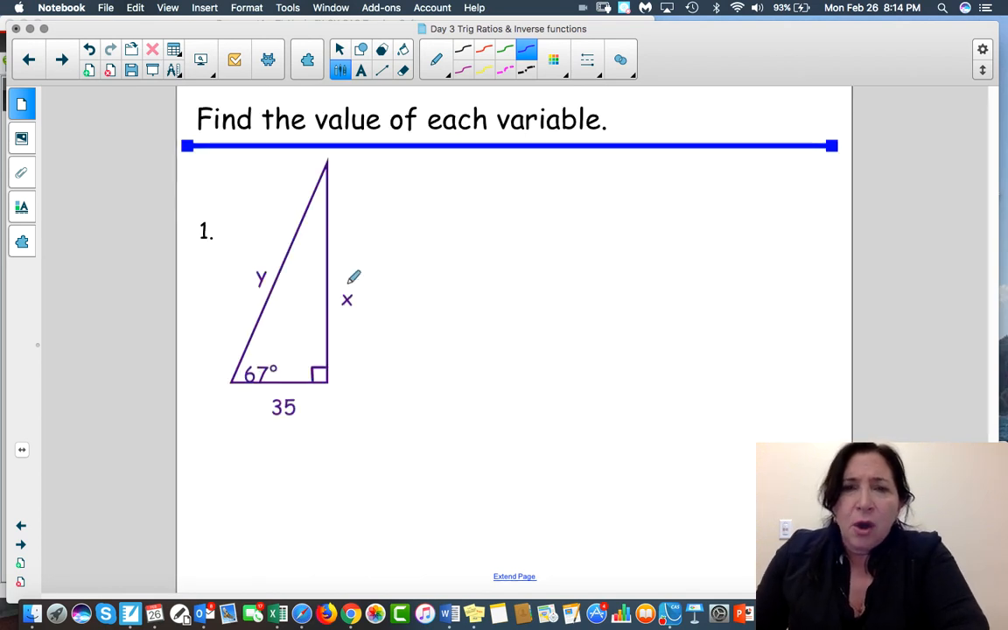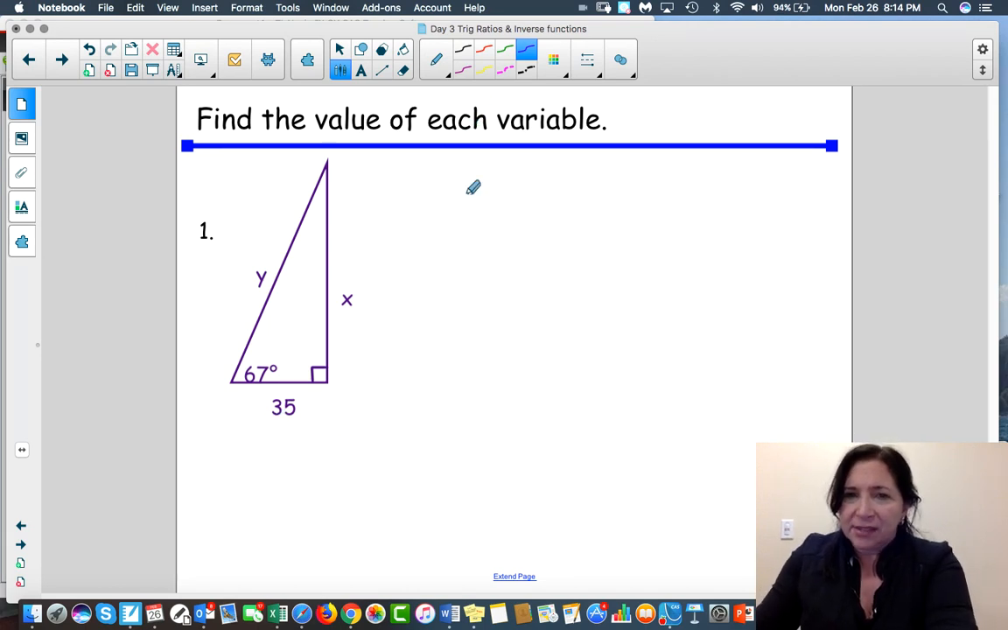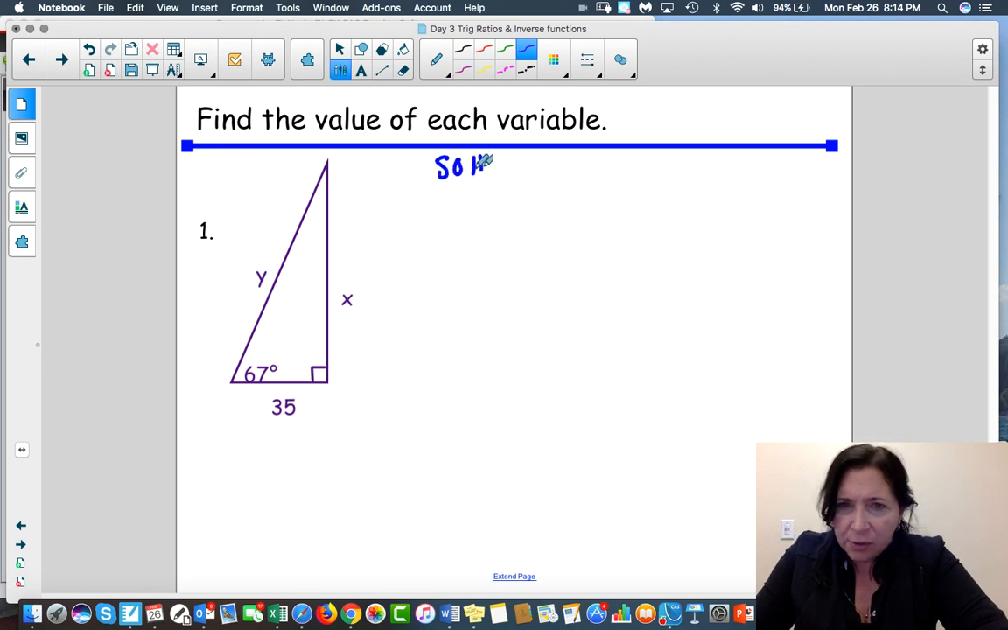So what we're going to do now is we're going to incorporate an angle. Now, I do want to stress this, that when you're finding sine, cosine, and tangent, I'm going to use the SOHCAHTOA.